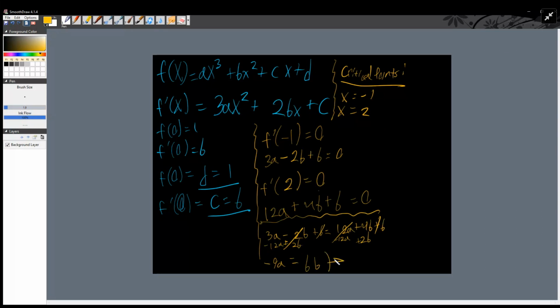And so we're going to solve for b. This means that we can divide both sides by 6. We get negative 9/6, which can be reduced to negative 3/2 a. And so knowing this, let's plug back in.